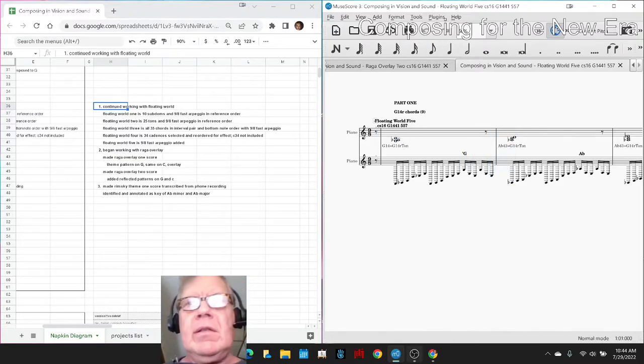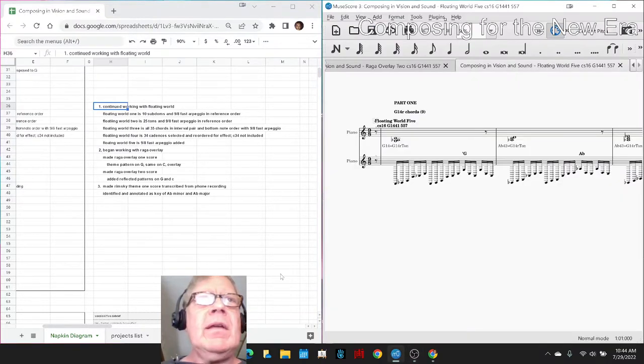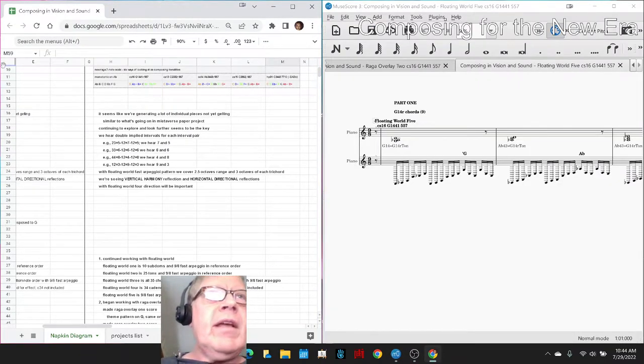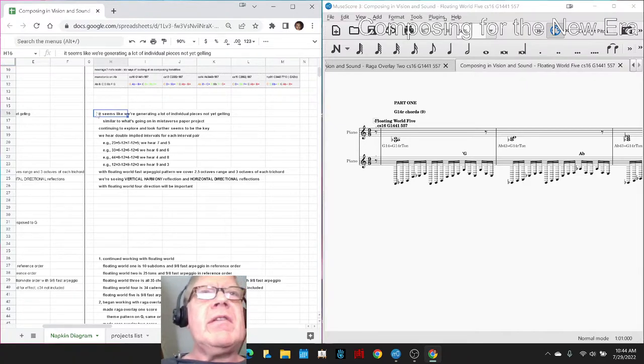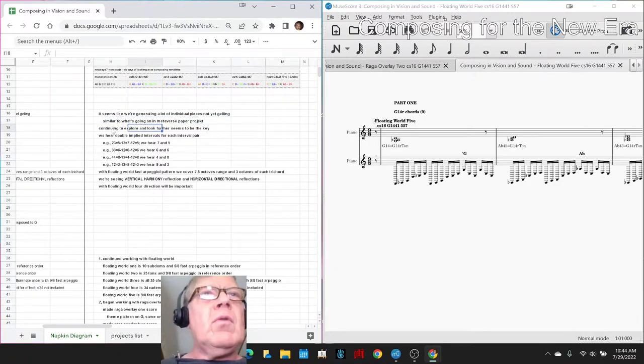Ladies and gentlemen, this is a recap of Composing in Vision and Sound, Part 24: Reselect, Patience, Crossings, Speak, Look Further. In today's episode, we re-entered by reflecting that it seems like we're generating a lot of individual pieces that are not yet gelling, which is quite similar to what's going on in our real-world work in the Metaverse paper. So continuing to explore and look further seems to be the key.